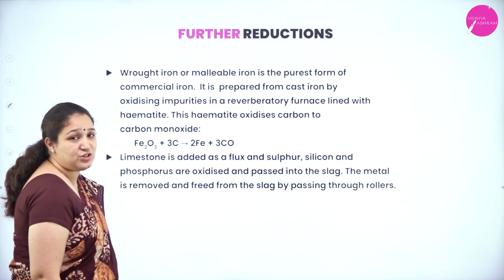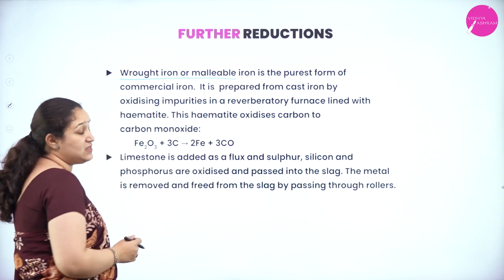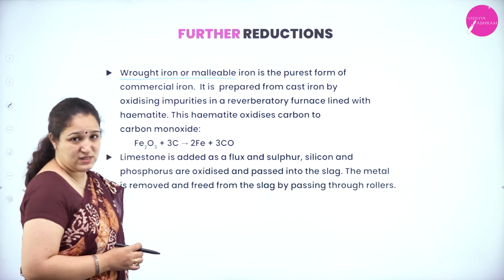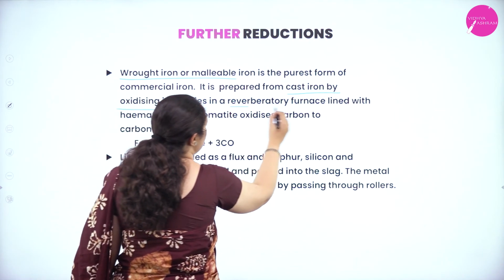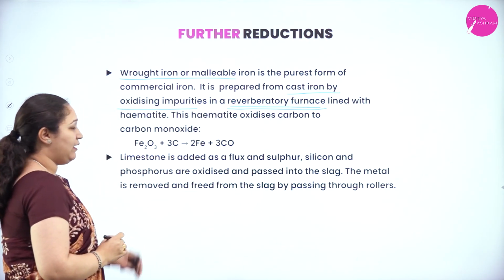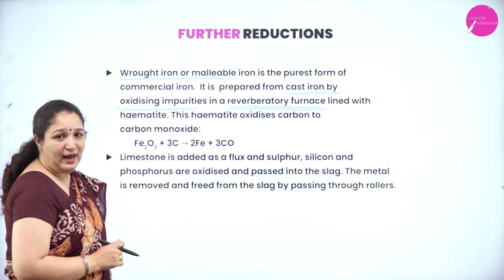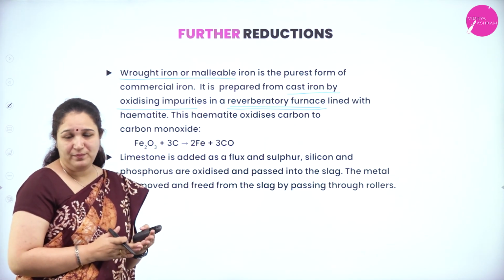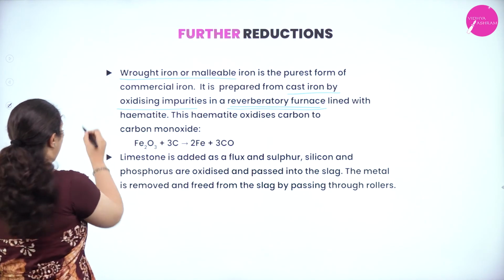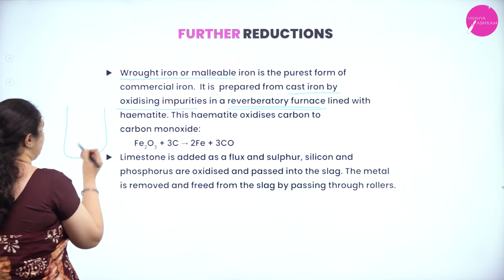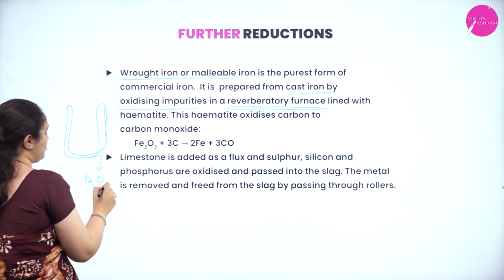Further reduction of the iron gives wrought iron or malleable iron, which is the purest form of commercial iron. It is prepared from cast iron by oxidizing the impurities in the reverberatory furnace lined with hematite. The hematite oxidizes the carbon to carbon monoxide. So what happens here is, you take cast iron, which has 3% carbon, and add it to the reverberatory furnace. The reverberatory furnace can be of different types. For example, if this is the reverberatory furnace, it is lined with hematite, that is Fe2O3, which is called hematite.